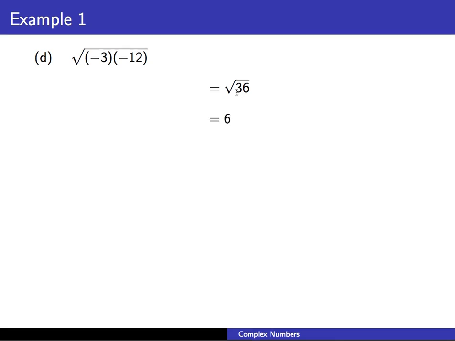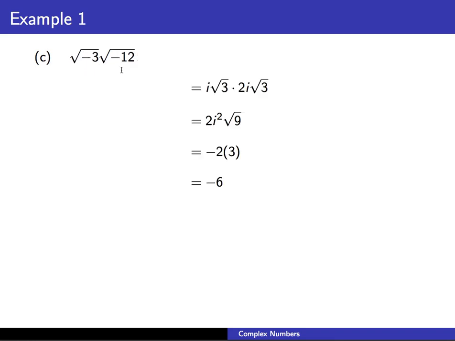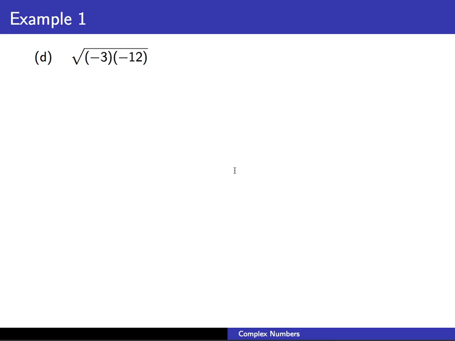the square root of 36 is 6. So notice the difference: when it's the square root of a product, with complex numbers, it's not necessarily going to be the same as the product of the square roots. So be careful there. If you can simplify inside the square root, please do so.